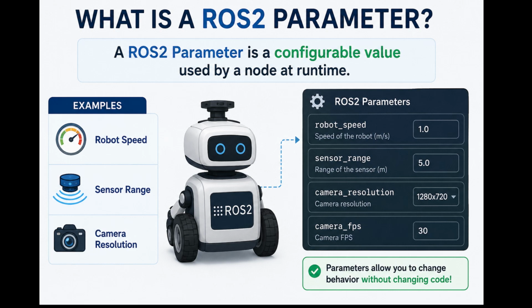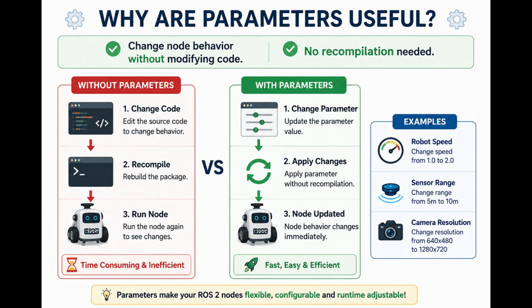In this video, we'll learn ROS2 parameters in a simple and practical way using real examples and commands. Let's begin. A ROS2 parameter is a configurable value used by a node at runtime. Instead of hard coding values, we can store them as parameters and change them whenever needed. Examples include robot speed, sensor range, and camera resolution.